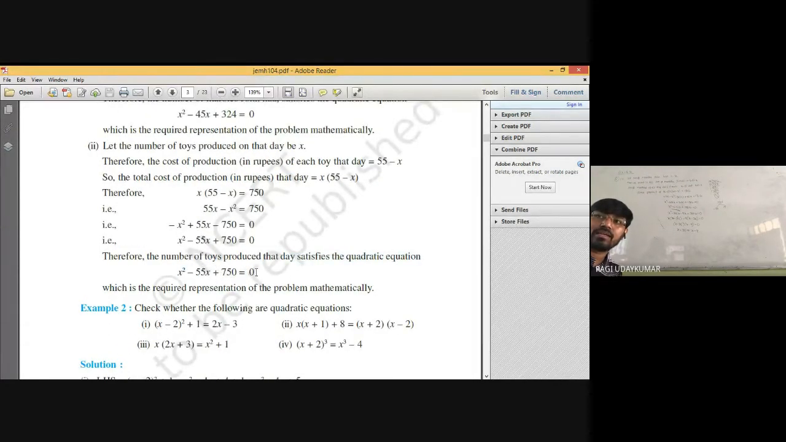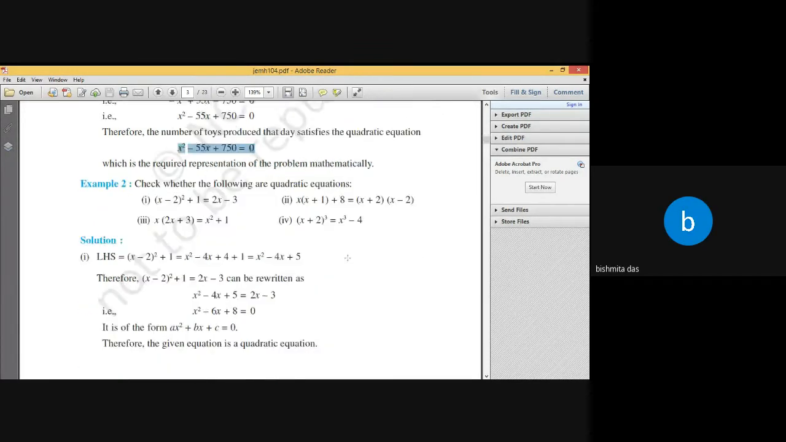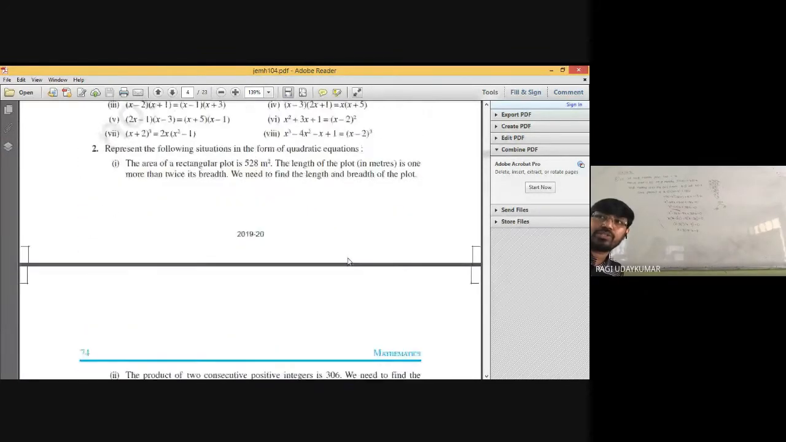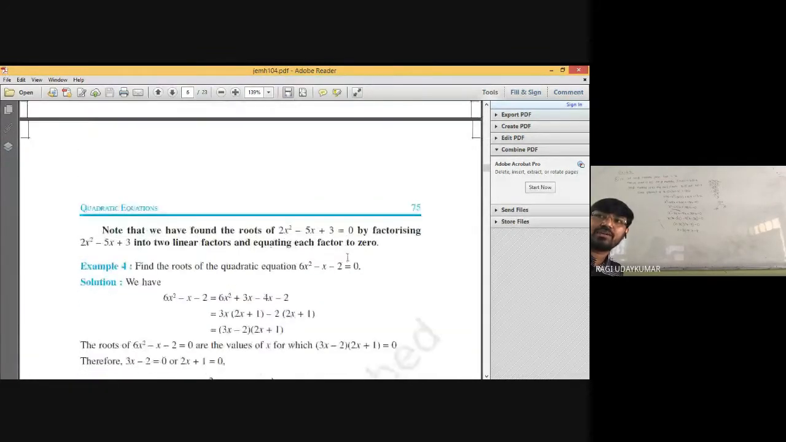इसको solve करना है, factorization use कर 750 को factorize करना है. Like this, factorization only should be used. Can you do it? Yes, sir. Okay, good. Next, let us move to the next question.